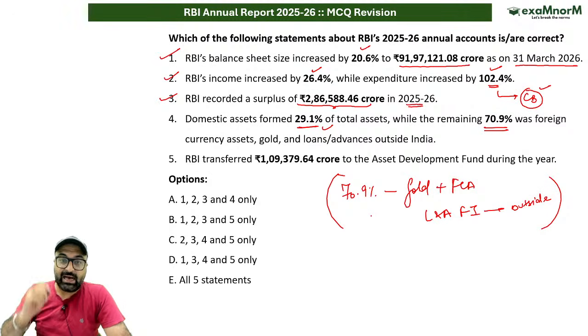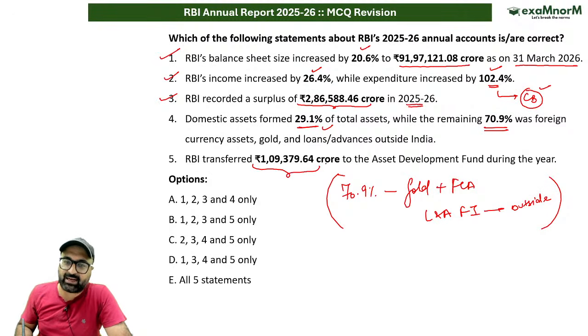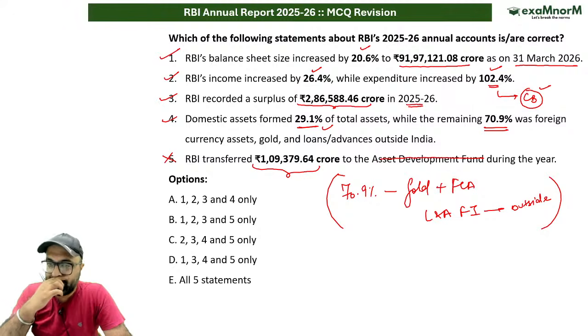Moving on to the next, RBI has transferred 1,09,000 crore rupees to the Asset Development Fund. No, sir. This year the transfer to the Asset Development Fund is zero.